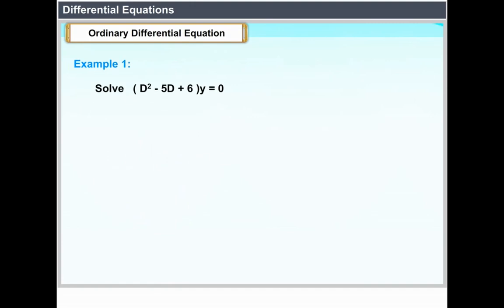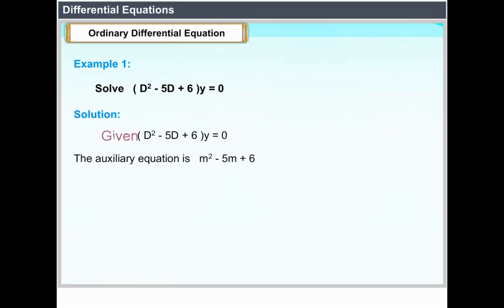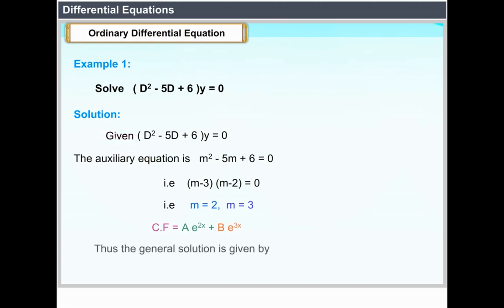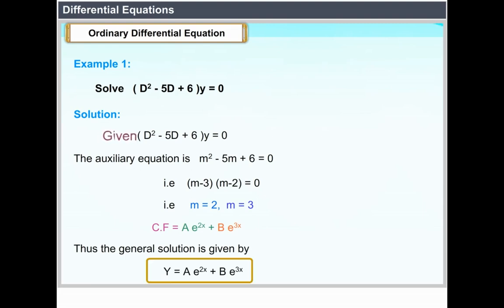Example 1. Solve (D² − 5D + 6)y = 0. Solution. Given (D² − 5D + 6)y = 0, the auxiliary equation is m² − 5m + 6 = 0, that is (m − 3)(m − 2) = 0. Using factorization, we get m = 2, m = 3. CF = a e^(2x) + b e^(3x). Thus the general solution is given by y = a e^(2x) + b e^(3x).